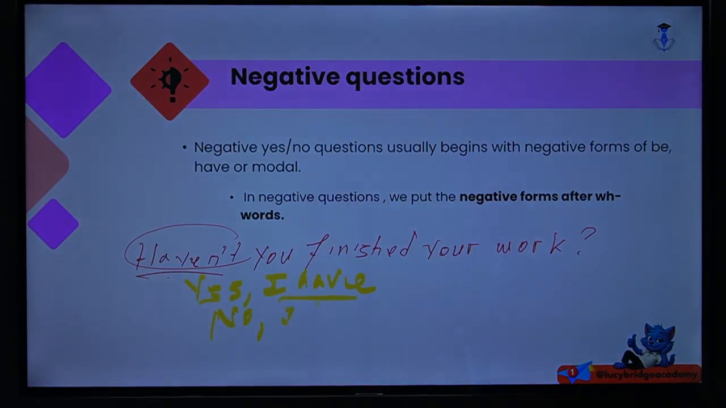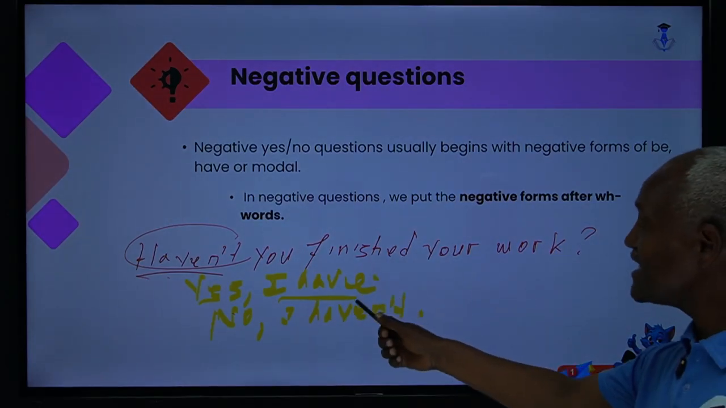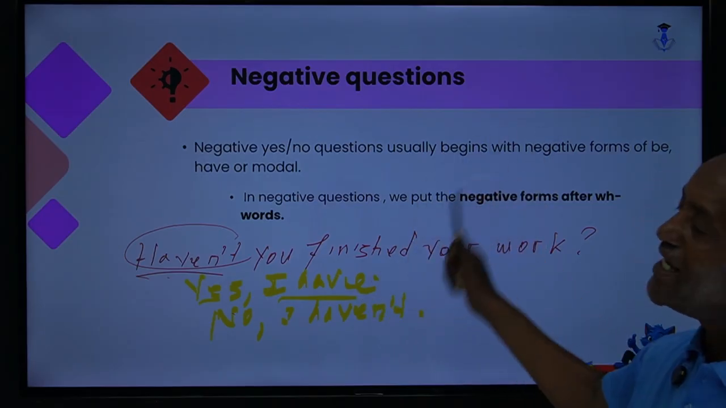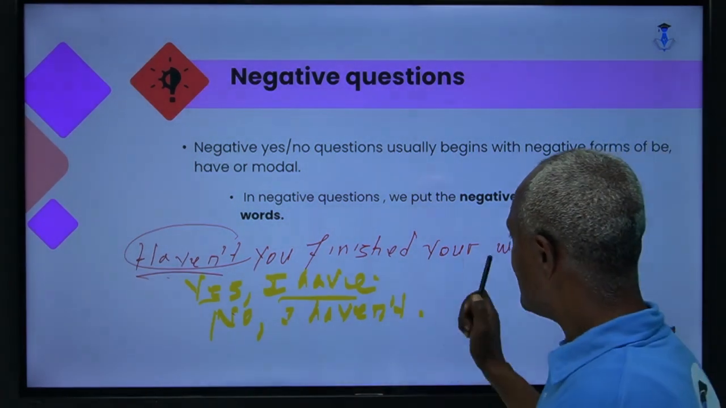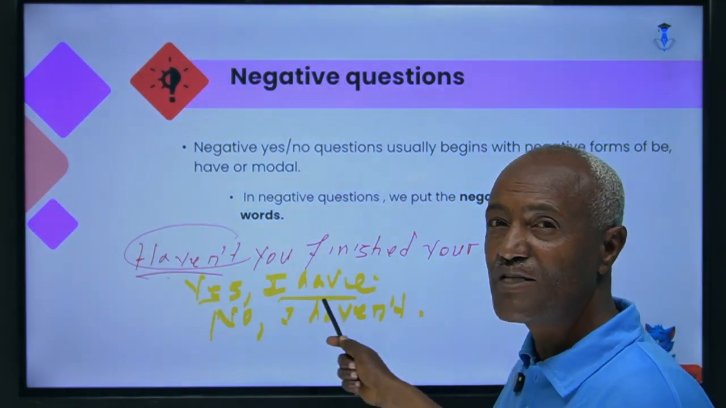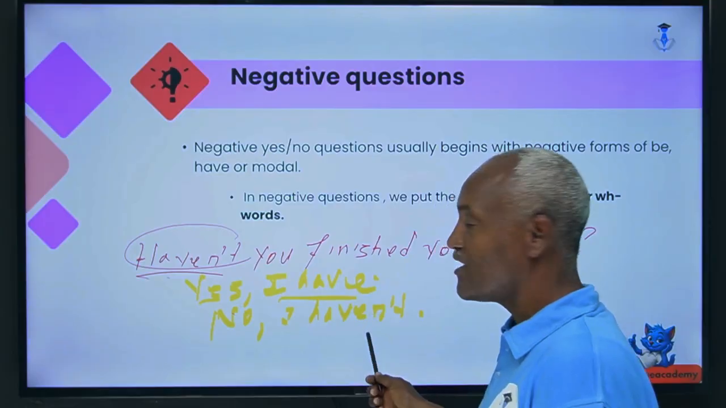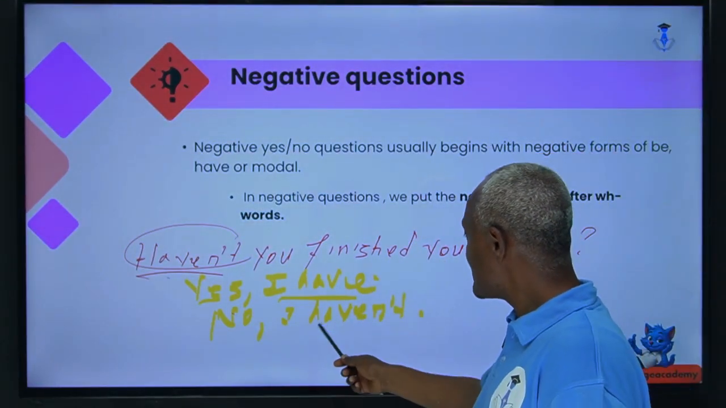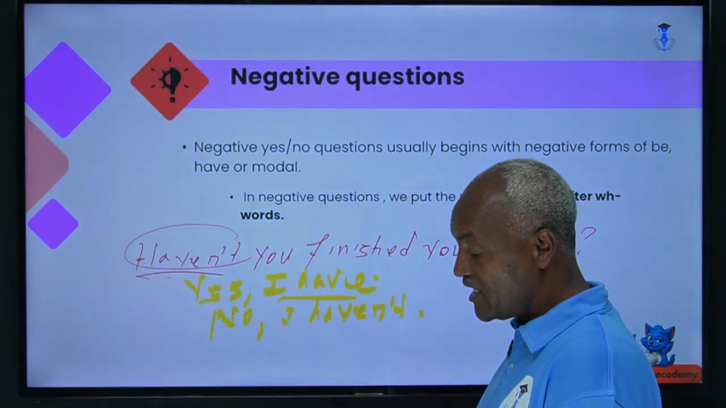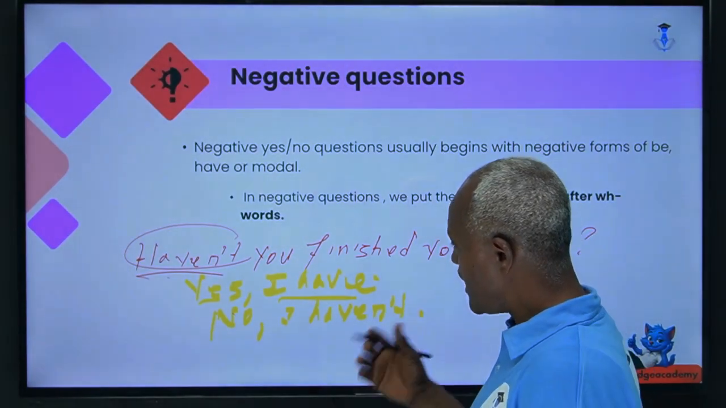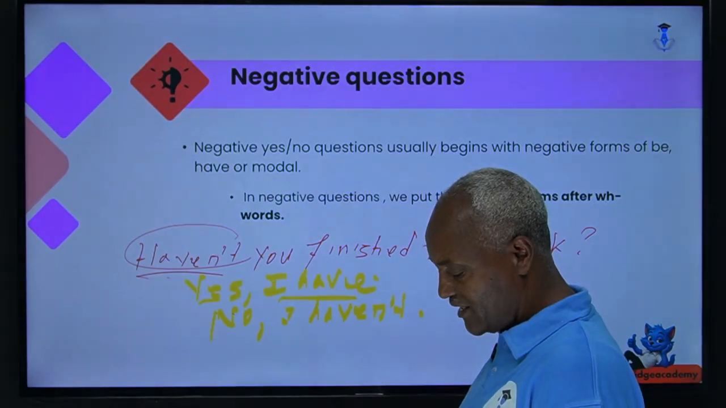No, I haven't. Again, I need to tell you something here. Student, if you say yes, the next statement that you write must be positive. Remember this one. The next statement must be what? It must be positive. If you say no, the next must be what? Negative. But sometimes in an exam, you may be given something to challenge you like this.